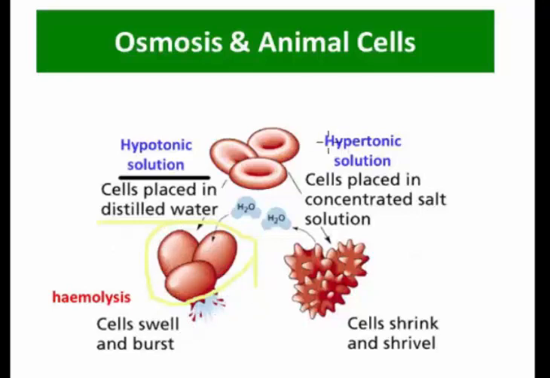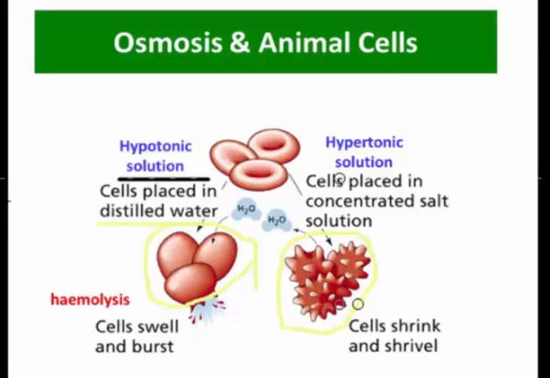Now look at the hypertonic solution. Look at the cells first of all. These cells were first placed in distilled water, in hypotonic solution, that's the weak solution. Now in the hypertonic solution, the cells were placed in a concentrated salt solution. Immediately the cells shrink and shrivel. First of all they shrink and now shrivel. So this is osmosis in animal cells.